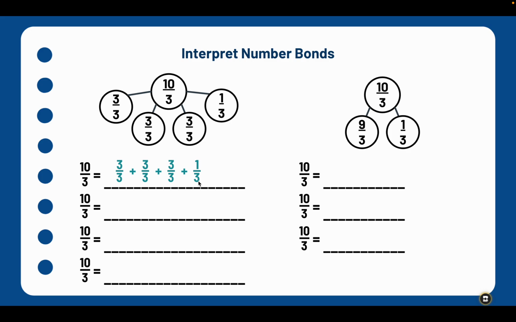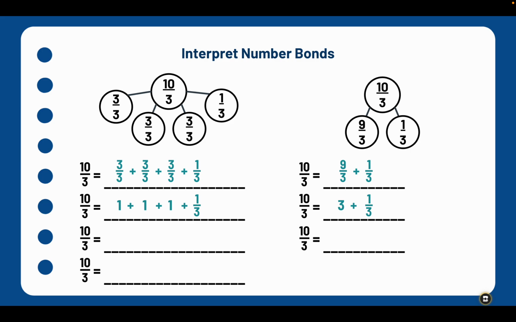From these equations, what fraction can you rewrite as a whole number? Think about that as we look at the second number bond equation. We have 9/3 plus 1/3. Some of the fractions in these equations can be rewritten as whole numbers. Three-thirds, or 3 out of 3, is equal to 1 whole, and 9/3 is equal to 3 whole.